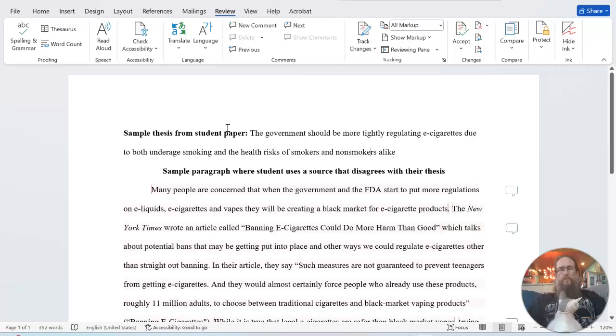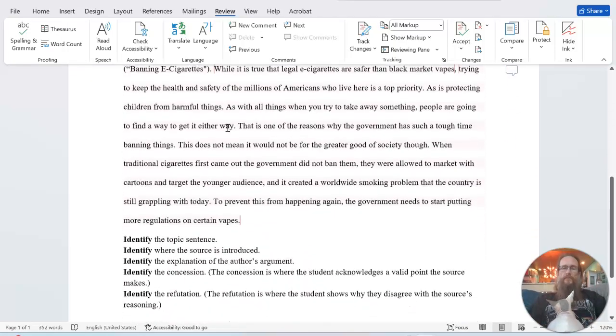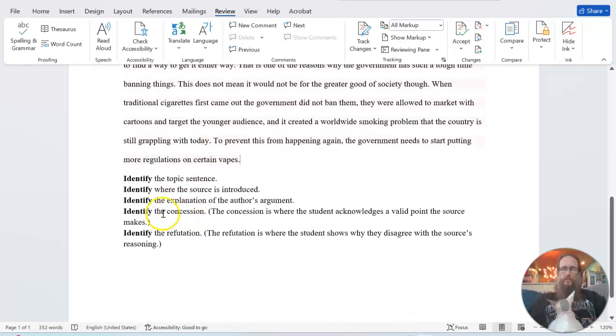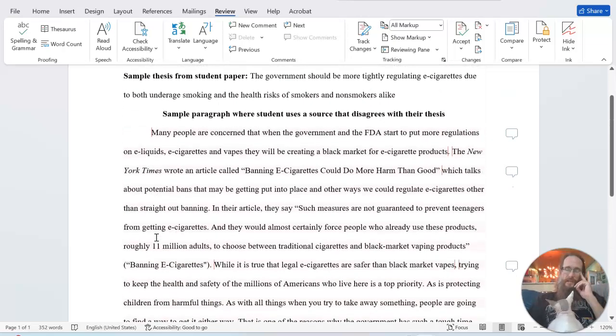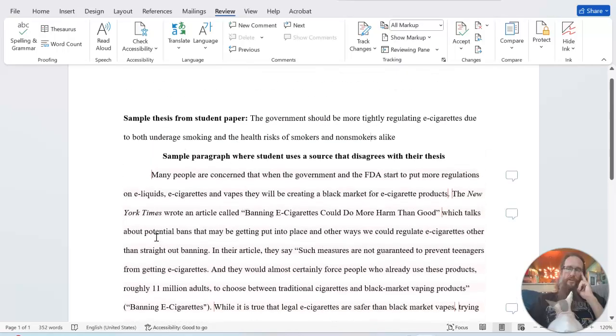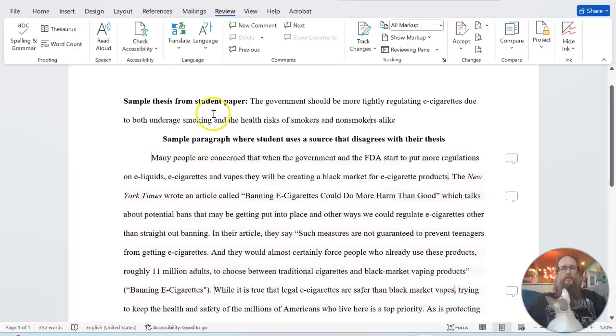Okay, so the sample that we're looking at is from the e-cigarette regulation topic. This might not be your topic, but that's okay because all of the Toulmin concepts that you're asked to find here are going to be the same type of work for your topic. Okay, so let's start with this.